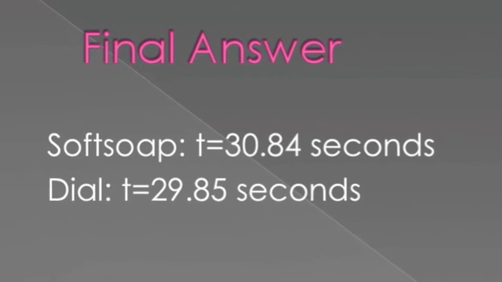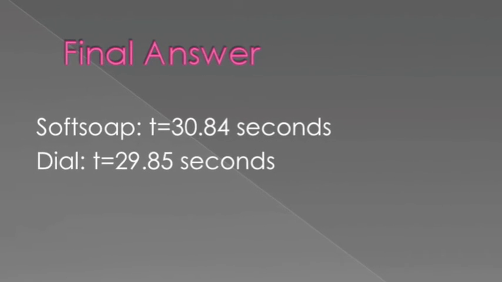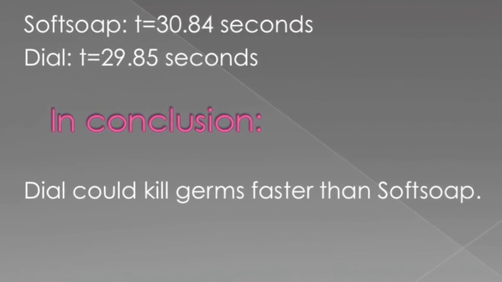For our final answer, we have 30.84 seconds for soap, while 29.85 seconds for dial to kill 99.9% of germs. This means that dial could kill germs faster than soap.